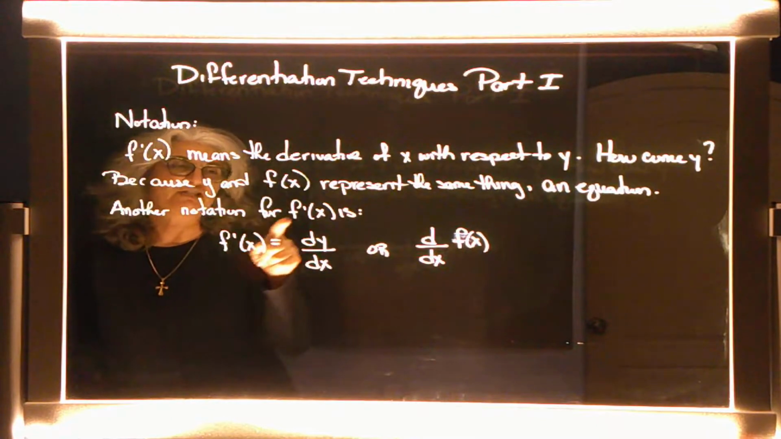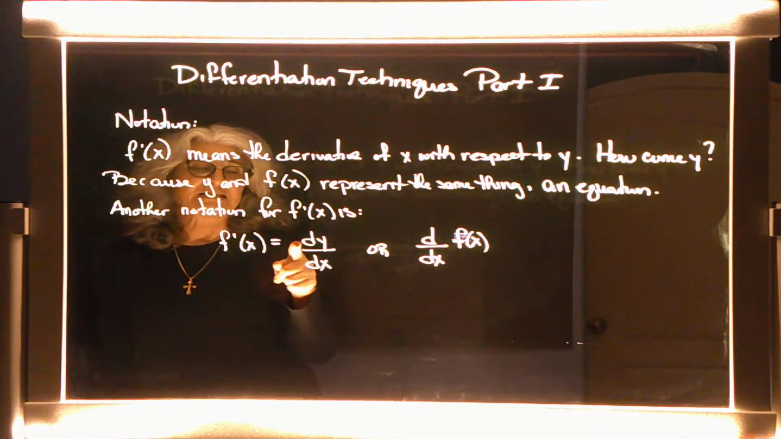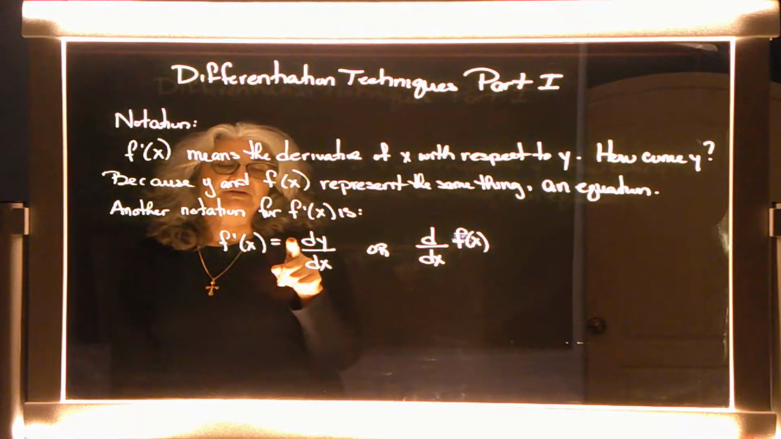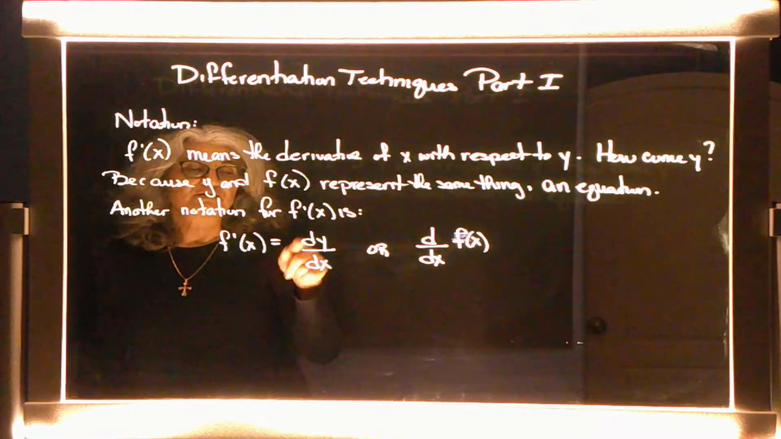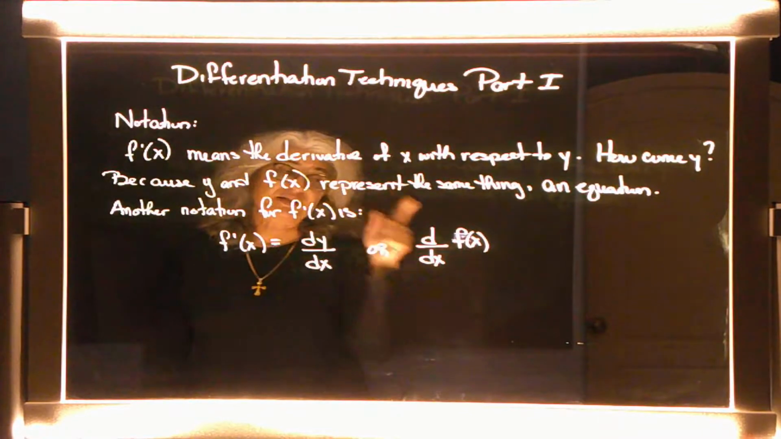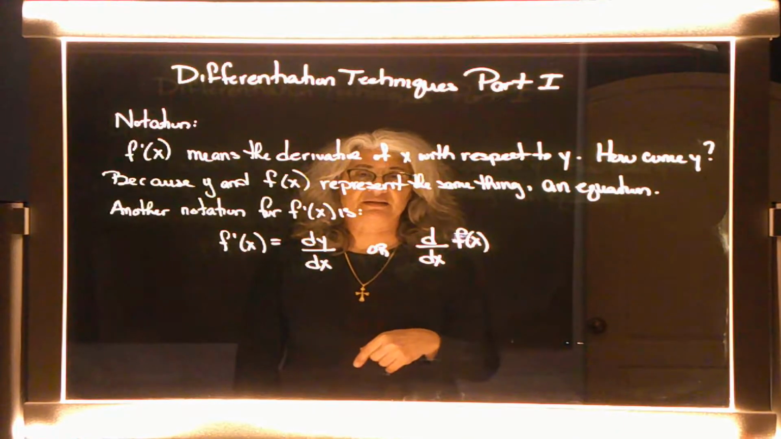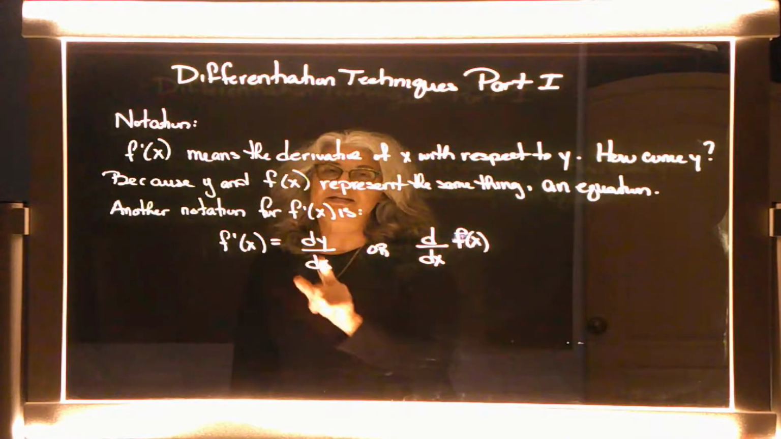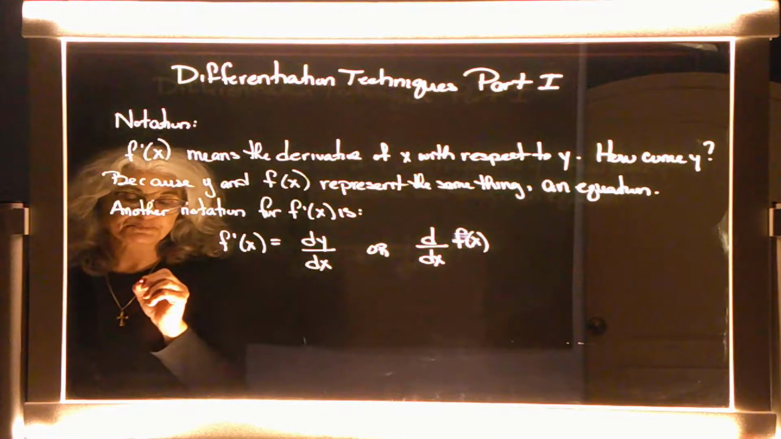Now, here's another notation for f prime of x. So f prime of x can be written as dy over dx. And you're like, what does that mean? The derivative of y with respect to x. Or f prime of x can be written as the derivative of f of x with respect to x. All right? So, all three of these notations mean the same thing. So please understand that.